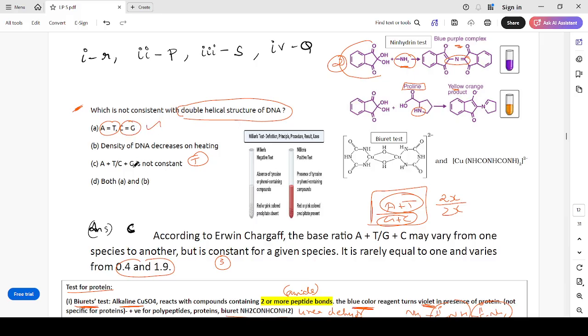This is also correct. Then what about the statement that the density of DNA decreases on heating? Actually, how does DNA look? DNA looks like this, double stranded. So when I heat it, what would happen? They would dissociate. The hydrogen bonds would dissociate. So the density starts increasing. DNA density starts increasing. So this is the false statement here.